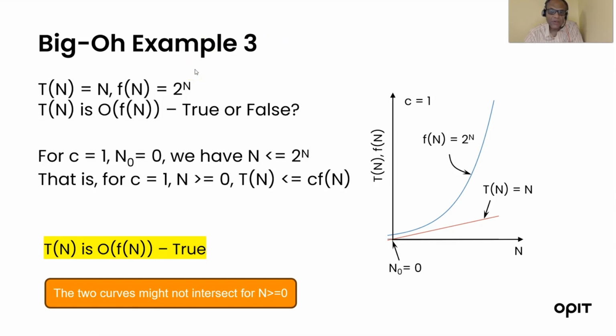In the next lesson, we'll look at a few other notations for denoting the time complexity of algorithms besides the big O.